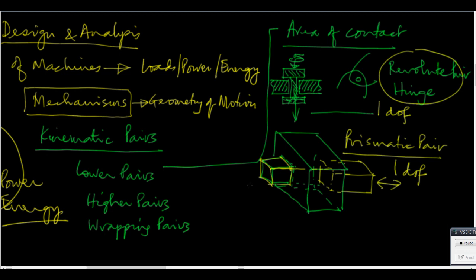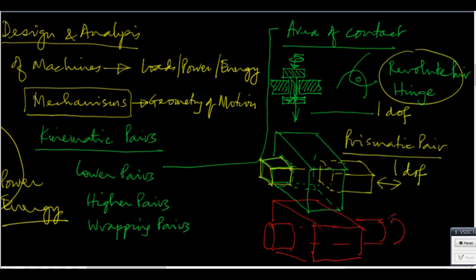A cylindrical pair is one where this one would be round. So if this is round, going through, to the other side and sticking out round, then what happens is you can rotate it like this about its axis, and you can pull it in and out also. That's 2 degrees of freedom. That's a cylindrical pair.